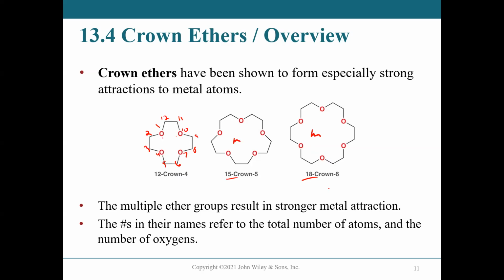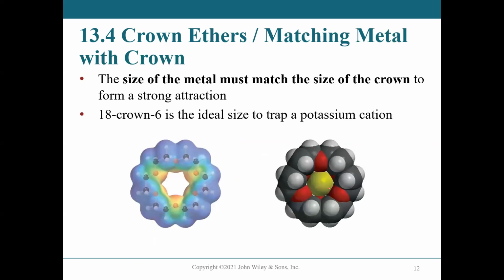So the numbers in their name refer to the total number of atoms and the number of oxygens. So the size of the metal must match the size of the crown to form a strong attraction. So 18 crown 6 is the ideal size to trap a potassium cation. So you can put a potassium in here and it's trapped, and that's what they're showing there.